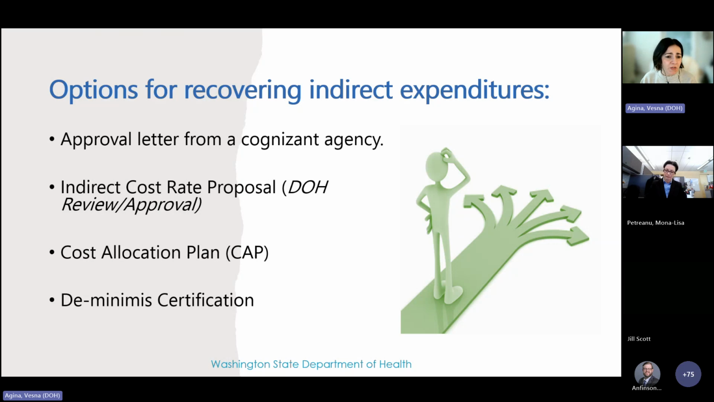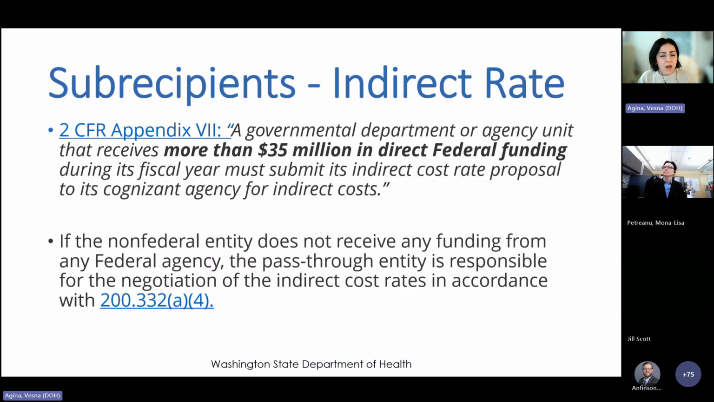The de minimis certifications are good indefinitely, so you are not required to submit those certifications annually. You will just continue using the de minimis rate until you decide to move into different methodologies.